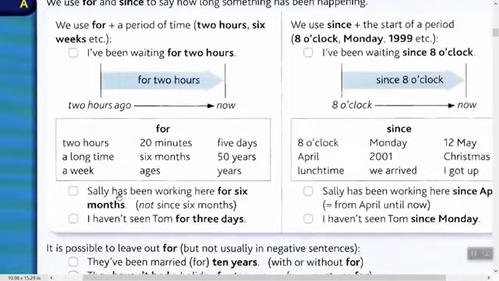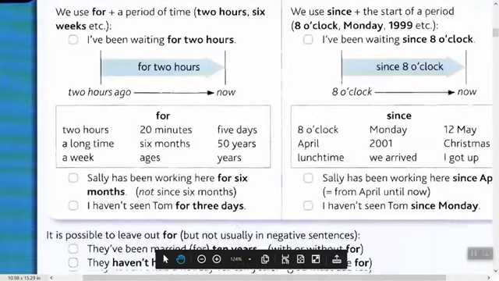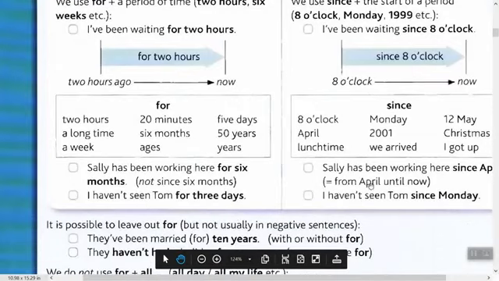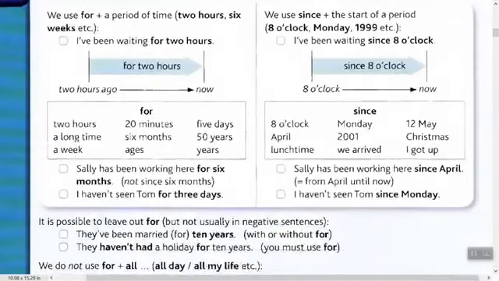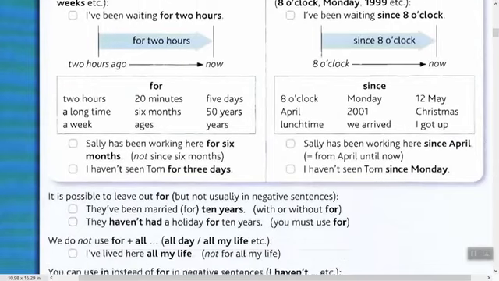Here we have another example. Sally has been working here for 6 months, not since 6 months. I haven't seen Tom for 3 days. Sally has been working here since April. You see, since April. It means what? From April until now. I haven't seen Tom since Monday. Since Monday till now. Now is Saturday. Since Monday till now. You see the beginning till now. I hope it's very clear.